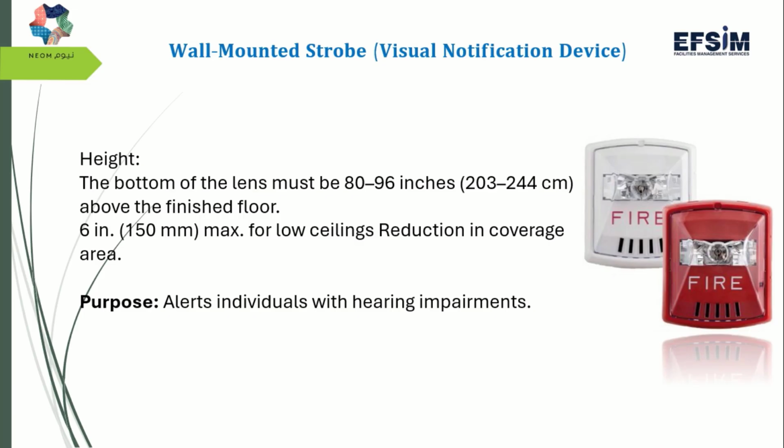Environmental strobe, it's like a notification device that is being used. It's with light and also with some kind of sound. The bottom of the lens must be 80 to 96 inches above the finished floor, and also depends on the height of the roof. 6 inch maximum for low ceiling.